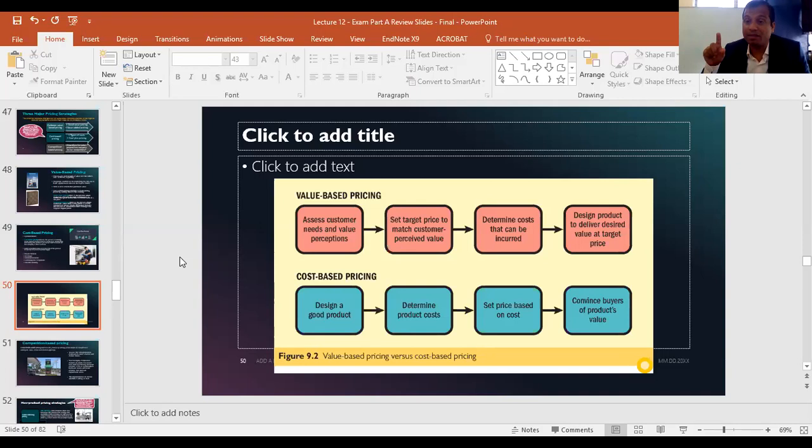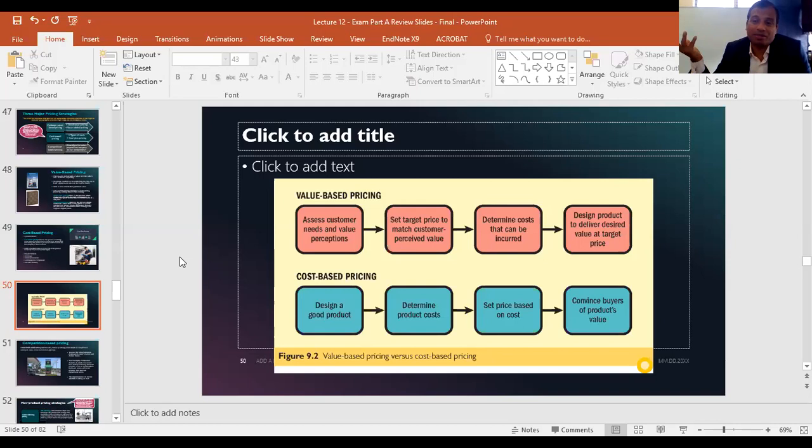What does the company do in the push strategy? It's cost-based pricing. You make the product, you decide the price, you decide the profit percentage, you add that, and then you try to push that product into the market. And you are saying that customers are allowed to come and buy that product. It's a push strategy.